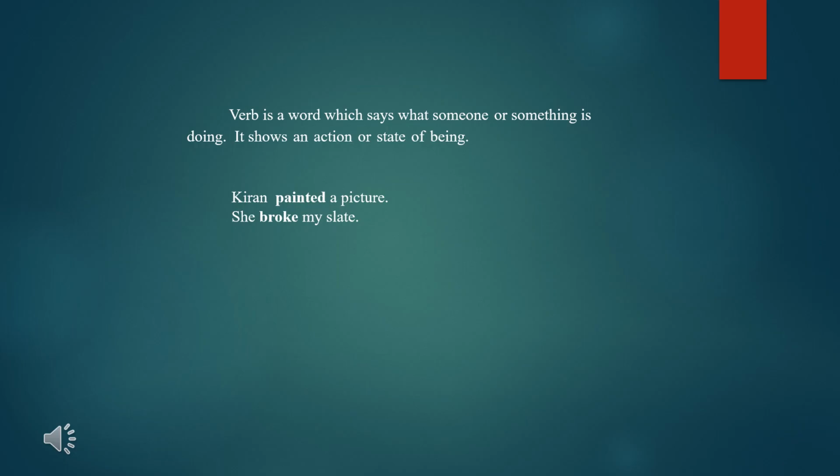A verb is a word which says what someone or something is doing. It shows an action or state of being. The verb is king in English. A sentence cannot be constructed without a verb. It has a subject also.